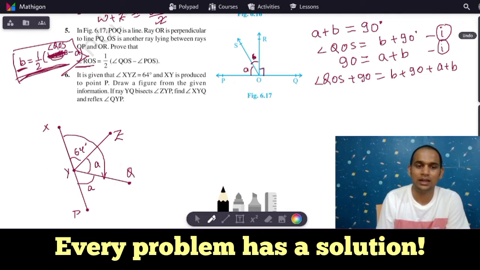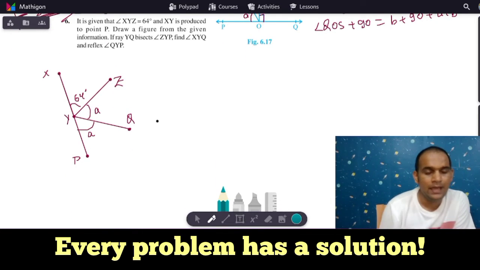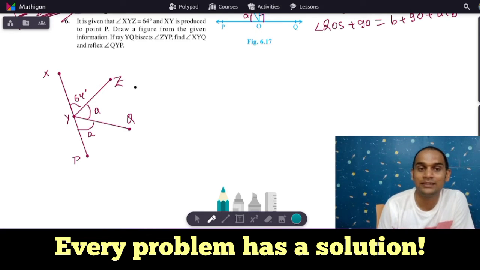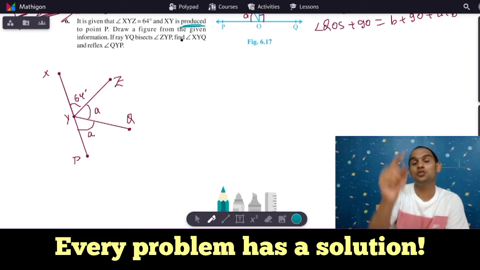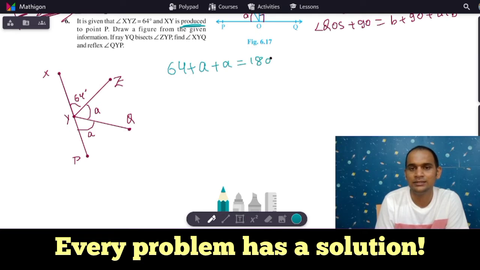Okay, so let's quickly understand how we approach this problem. Let me change the color of the ink. Now, as you can observe, this XP is a straight line. Yes or no? Why is it a straight line? First of all, because it is given that it is produced. When it is produced, it is a straight line. That is what the geometry says. So now it is a straight line. That means these three angles will form a linear pair, or they will sum up to 180 degrees. So 64 plus A equals 180 degrees.